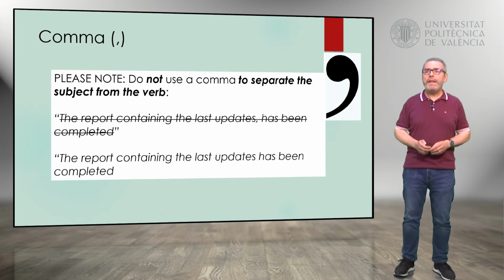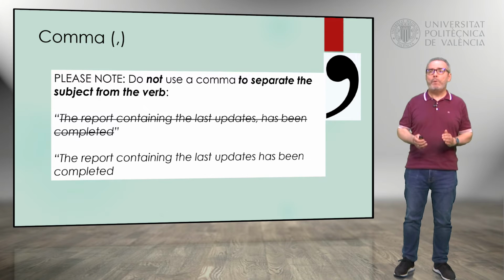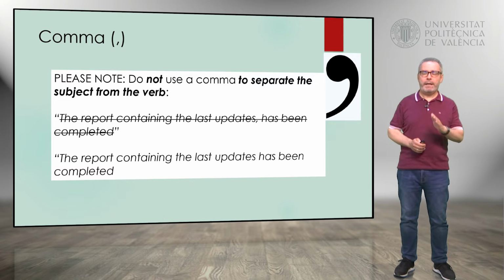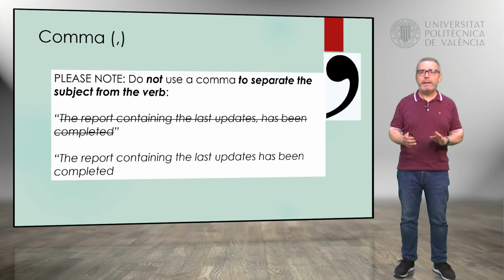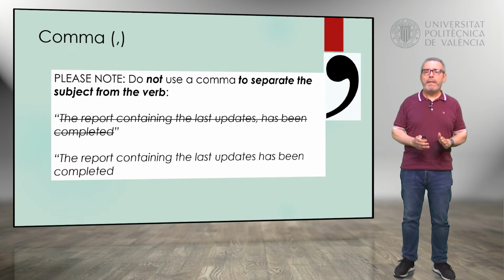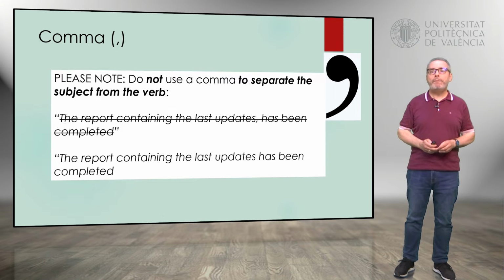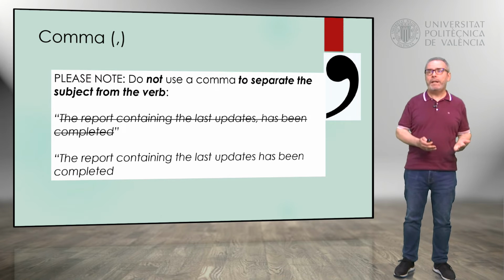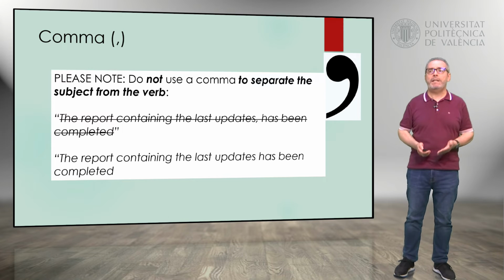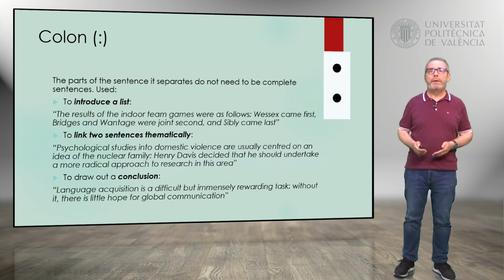A very important thing to take into account is that we must never separate the subject from the verb with a comma. It is a typical mistake. We have an incorrect use of comma here, but the correct thing would be without a comma. The report containing the last updates has been completed. Then we cannot put a comma between updates and has been, because it separates the subject and the verb.